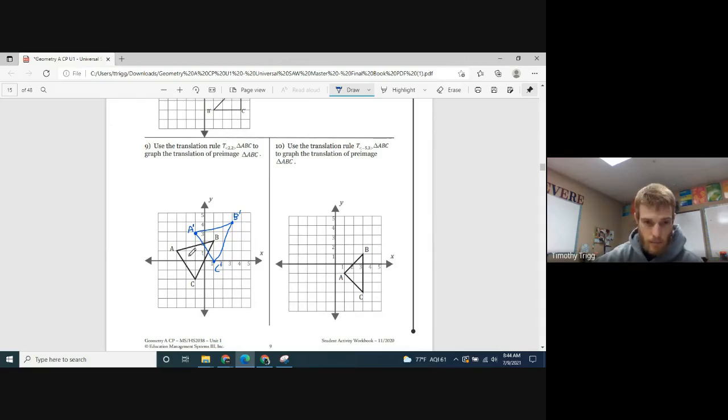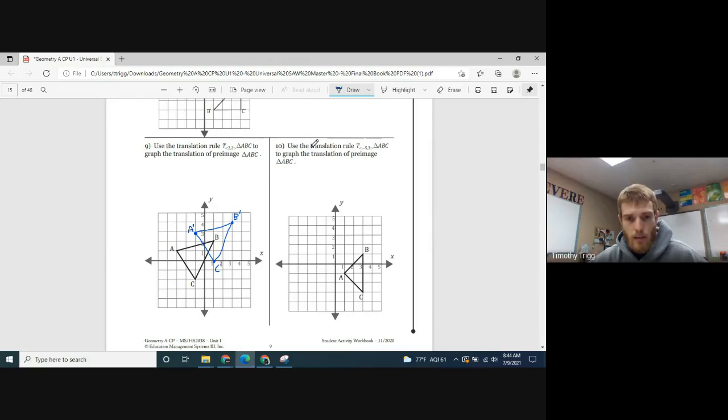Notice that the pre-image and the image, they should be congruent, right? They should be exactly the same. I would suggest using a straight edge, like a ruler, to help you draw it as nicely as possible. Hopefully it's nicer than mine. Okay, but that's how you know you did it correctly, is that the image and pre-image should be congruent, right? Because translation is just shifting it.